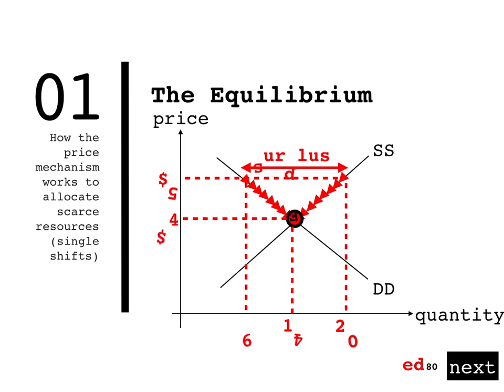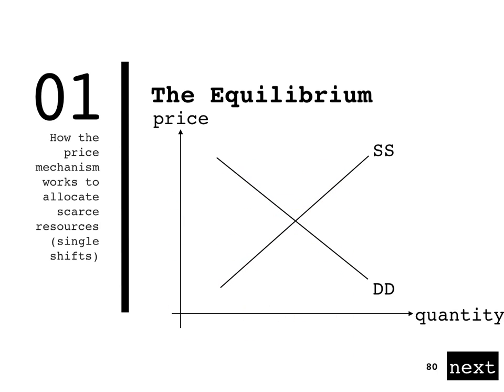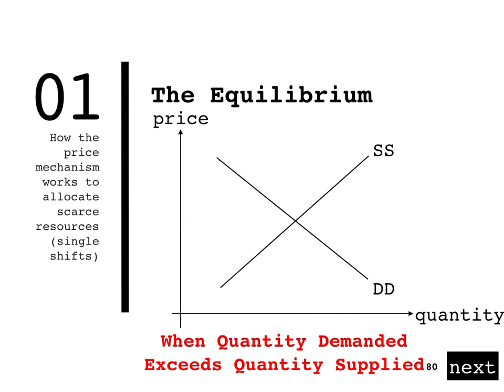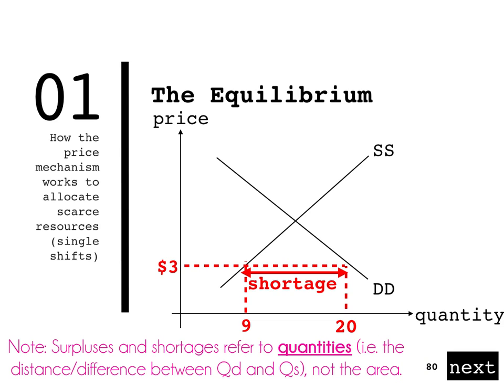Now, similarly, let's examine the opposite situation where quantity demanded exceeds quantity supplied. At the price of $3, the quantity demanded is 20, the quantity supplied is 9. In this case, quantity demanded exceeds quantity supplied, which means that there is a shortage in the market. Because of this shortage, there is an upward pressure on prices until prices re-equilibrate at point E at the price of $4 and again at a quantity of 14.